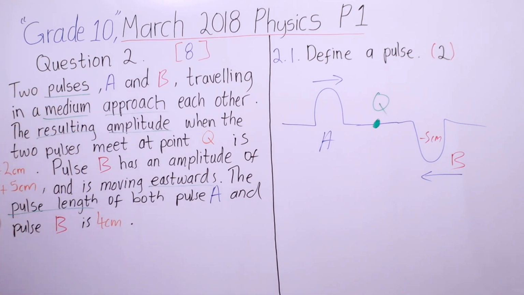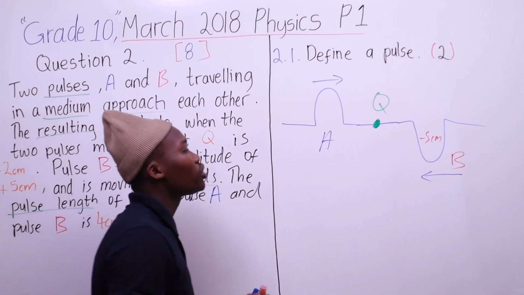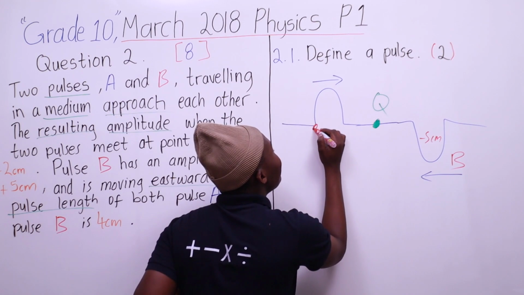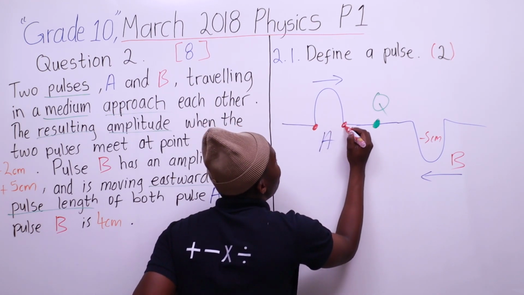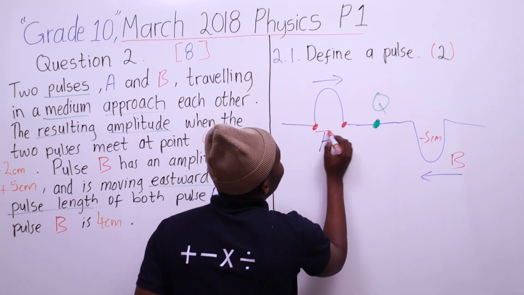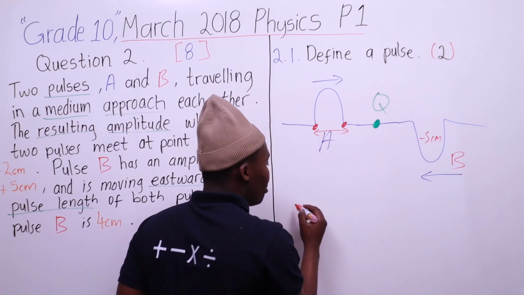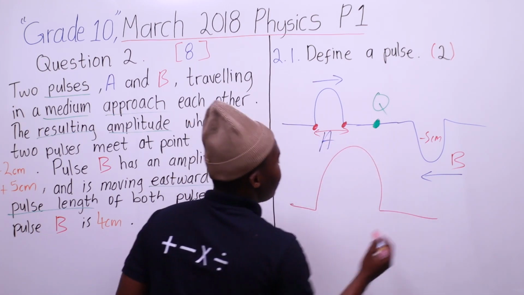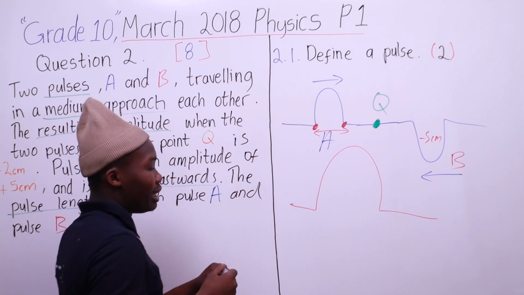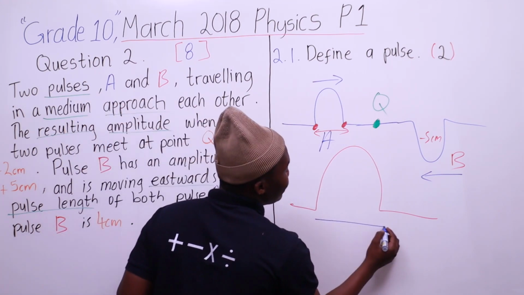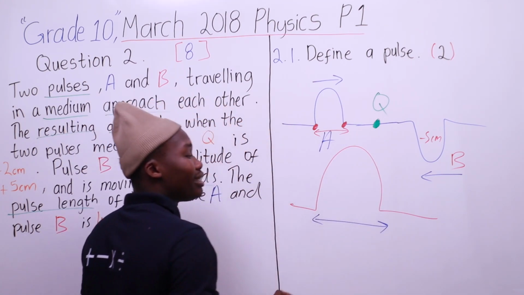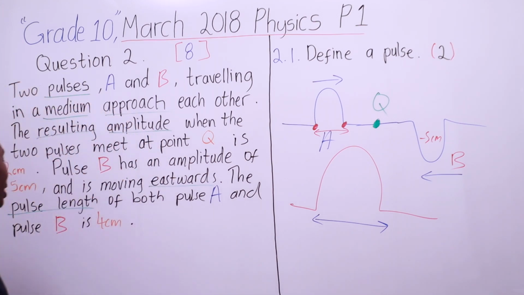And then the pulse length of both pulse A and pulse B is 4 centimeters. The pulse length is the length from where it started being displaced to where it came back. So it is just the length from here to here. We say it for a wave too, and for a pulse. So the pulse length is the distance from here to here, measured in meters, or centimeters, depending on how they measure it.